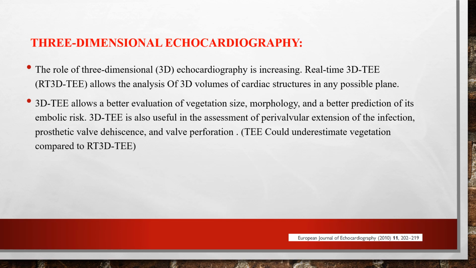The use of 3D echo is increasing, and real-time 3D TEE allows analysis of the 3D volume of cardiac structures in any possible plane. So it gives better evaluation of the presence of vegetation, size, morphology, and even better prediction of the embolic risk. It's also useful in assessing perivalvular extension of the infection, dehiscence of prosthetic valve, and valve perforation. And as we know, 2D TEE could underestimate vegetation size depending on the plane that you are cutting through the valve, compared to 3D TEE.